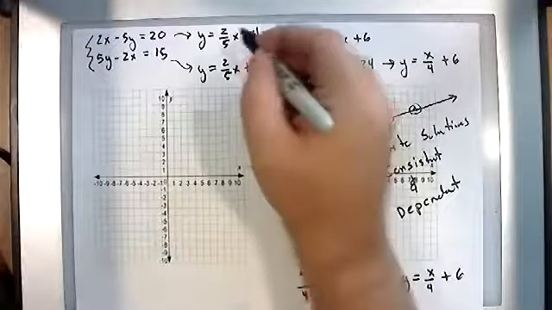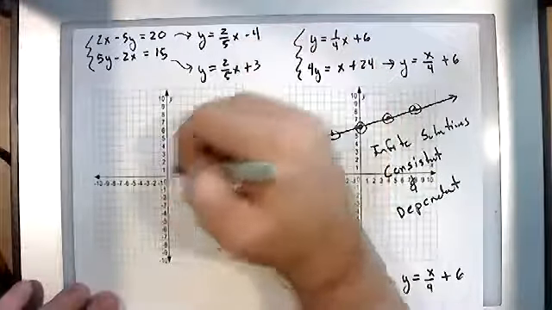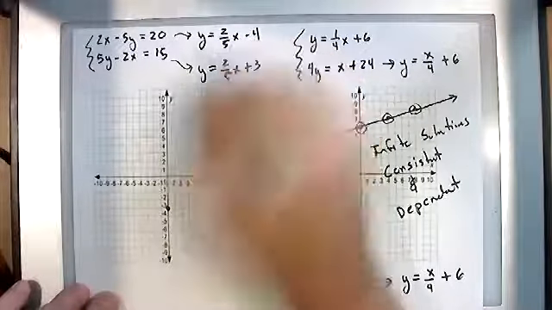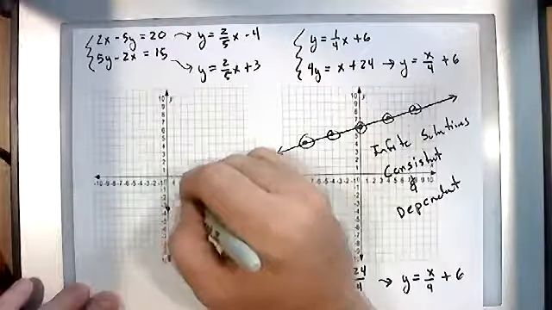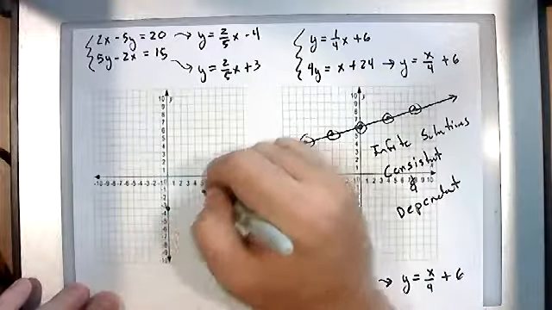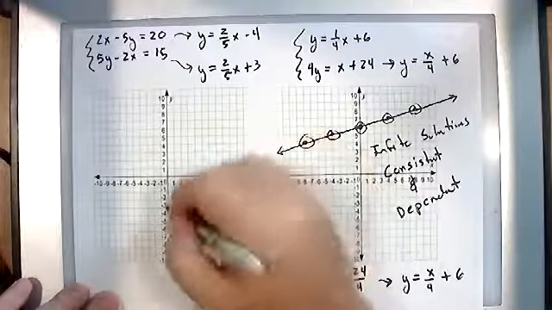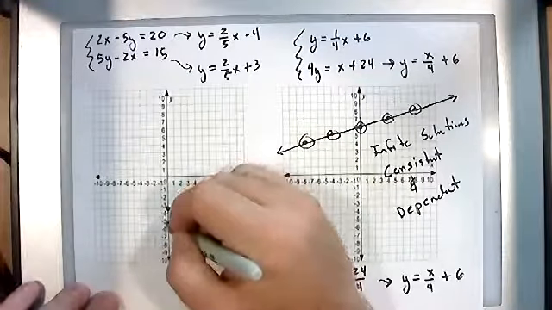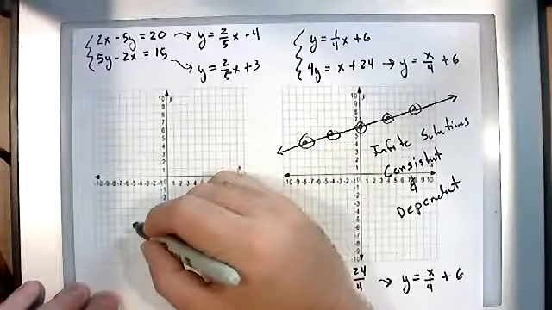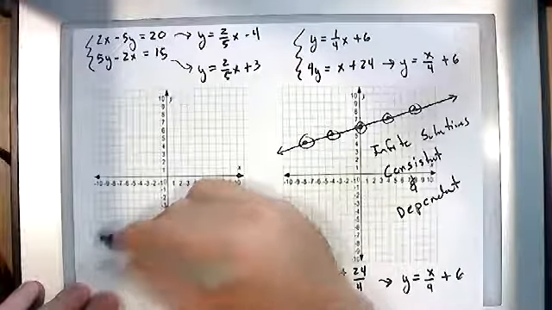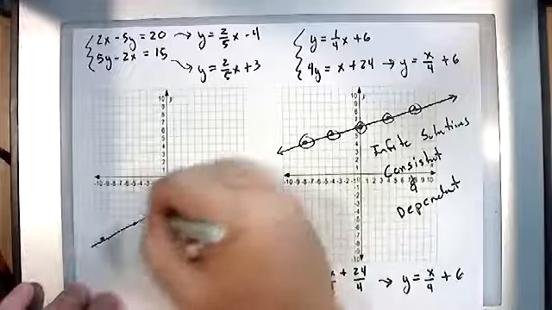So let's start with the first one, 2/5 x minus 4. That starts at -4. The slope is 2/5, up 2, right 5. Up 2, right 5. And again, if you want to go down, make it negative. -2, 5. Down 2, left 5. So there's our first line.